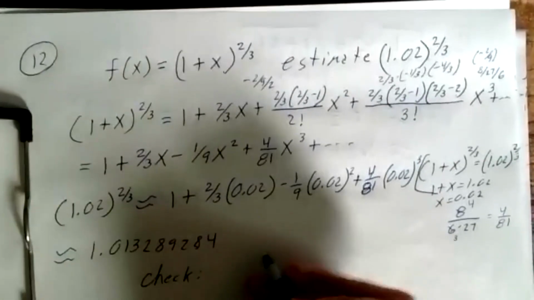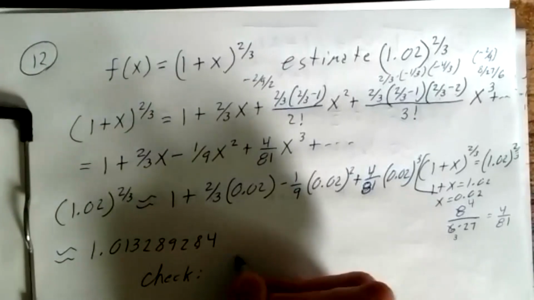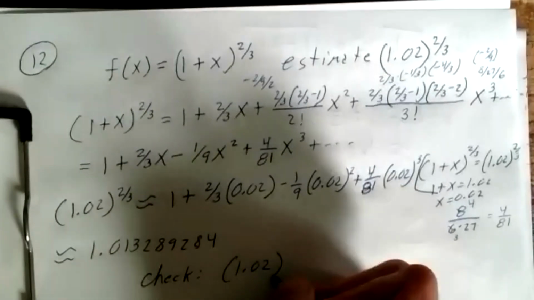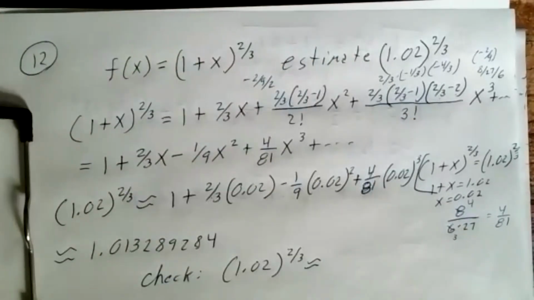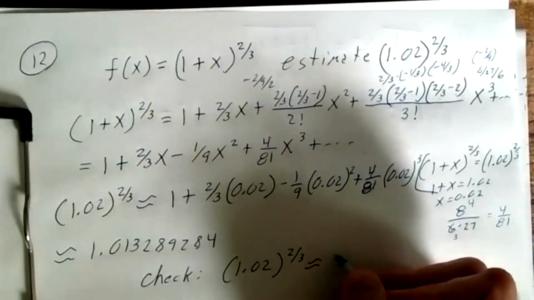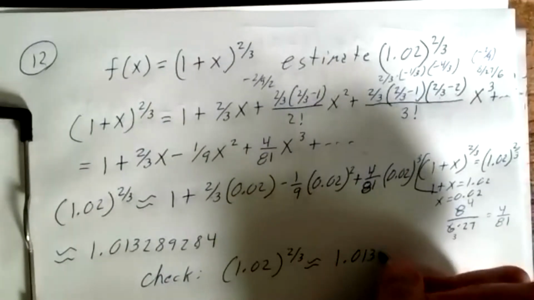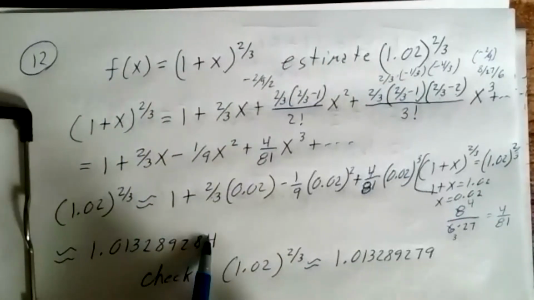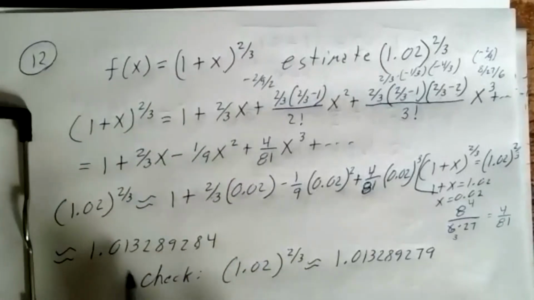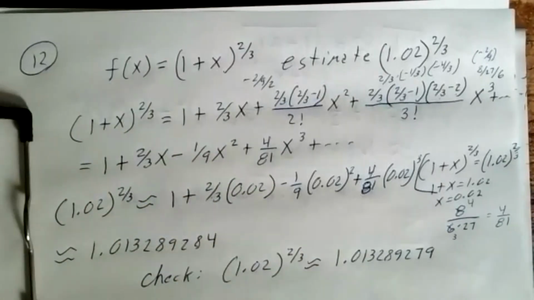Checking our answer. If I was to take this 1.02 and raise it to the 2/3 power on a calculator, I would get 1.0132892979. You can see that this is a pretty darn close approximation to this. And there you go, Stella.